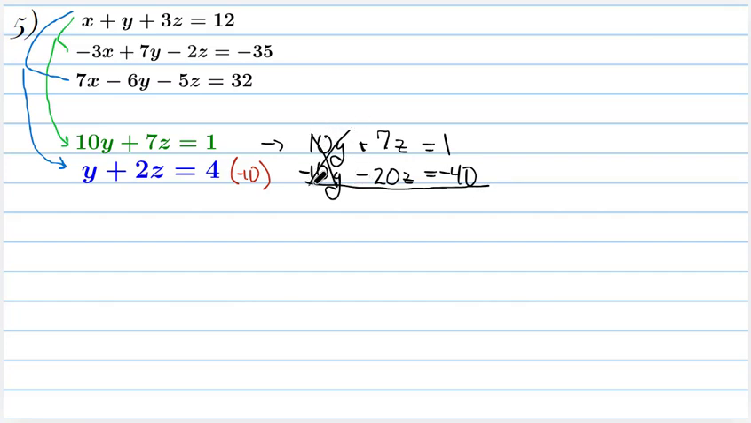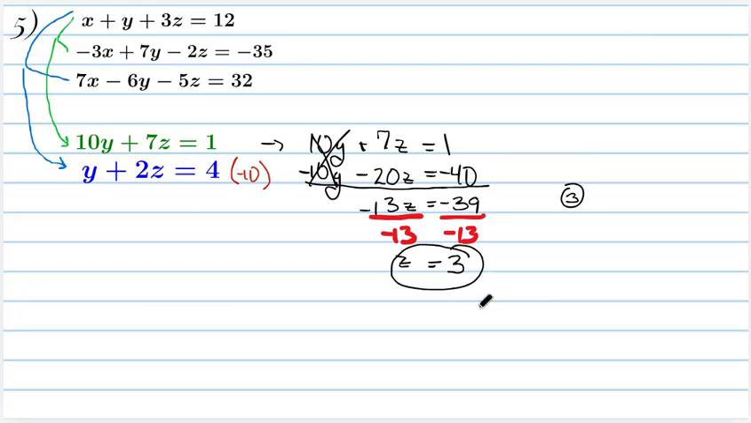So when I do that, the y's will cancel out, leaving me with negative 13z is equal to negative 39. And so this is where we got down to the one equation, which is at step 3. Now we're going to solve it. And so when we're solving it, we're dividing both sides by a negative 13. And so z is equal to 3. So we now have what z is equal to.